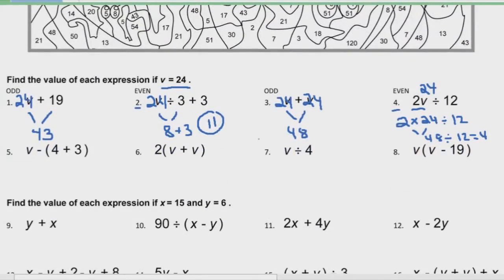So try to do problem 5 on your own really quick. All right? So press pause, give it a try, and when you get the answer, press play, and I'll give you the answer, and we can check to see if you got it right.